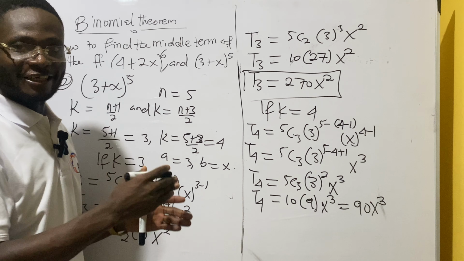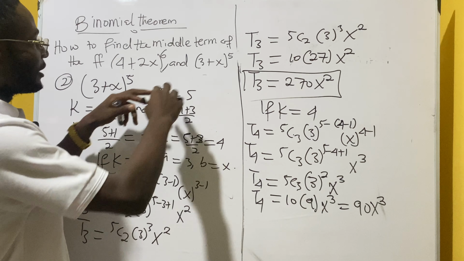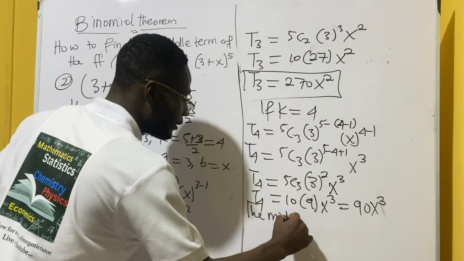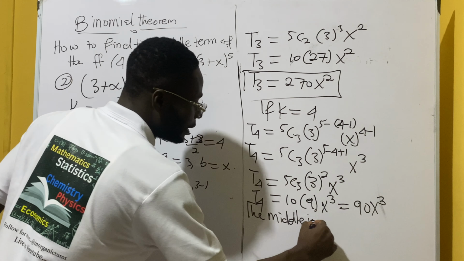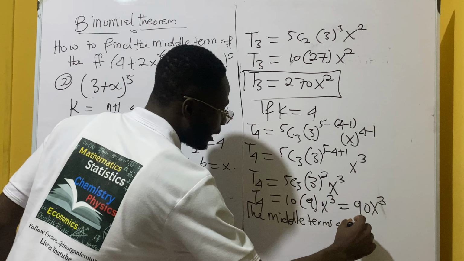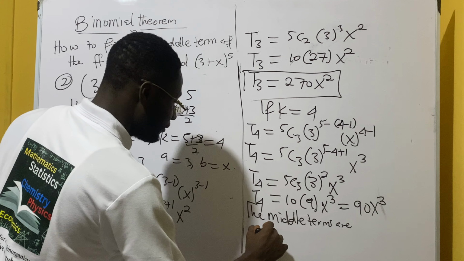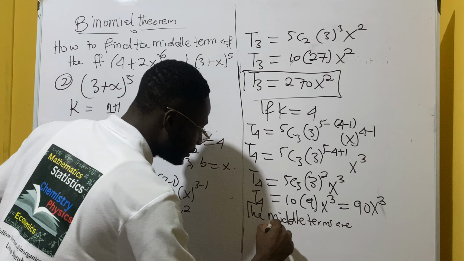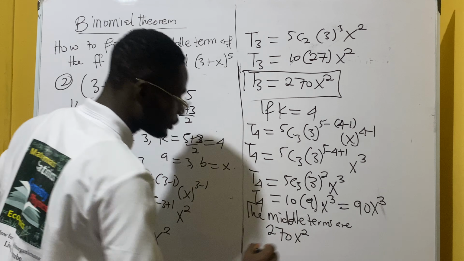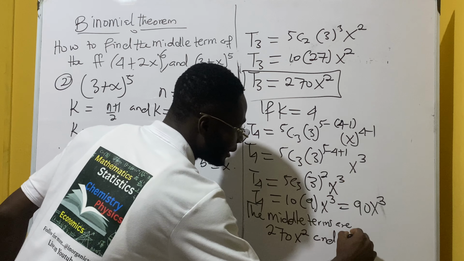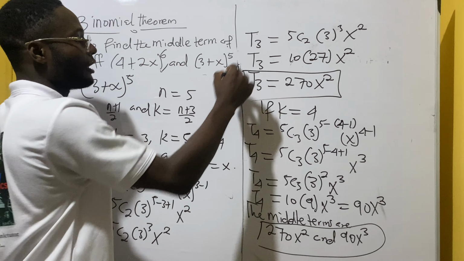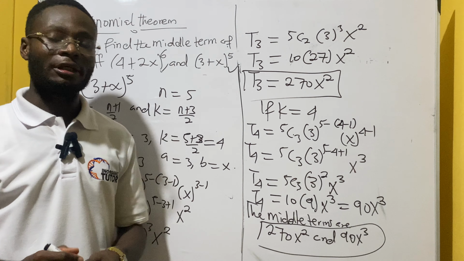So we can see clearly that the middle terms for this expansion are: the first one is 270x squared, which is the third term, and 90x cubed. So these are the middle terms for this particular binomial expansion problem.